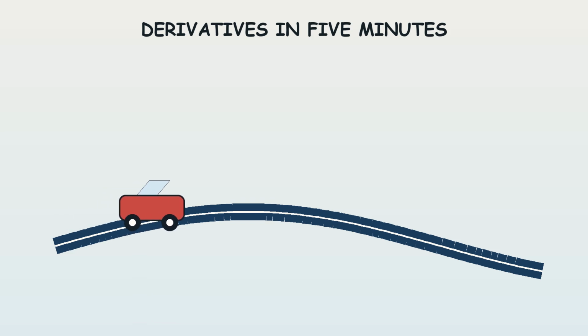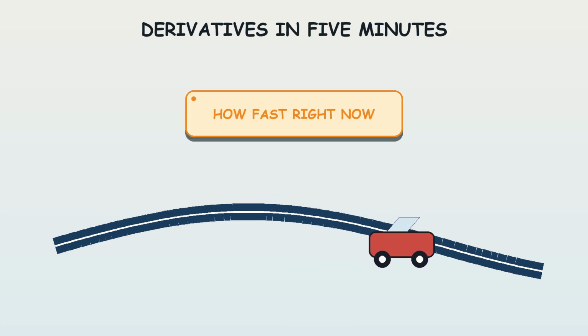Imagine watching a car drive along a winding road. You can see where the car is, but the more interesting question is this: how fast is it moving right now? That idea is the heart of derivatives. A derivative measures how quickly something changes at one exact moment.